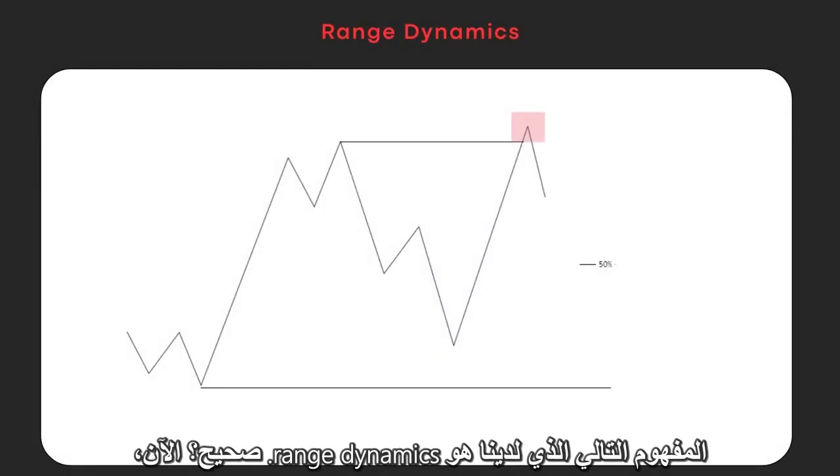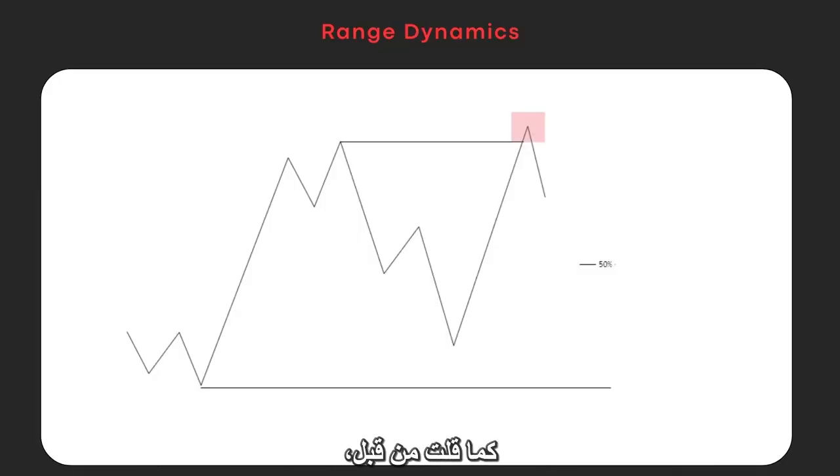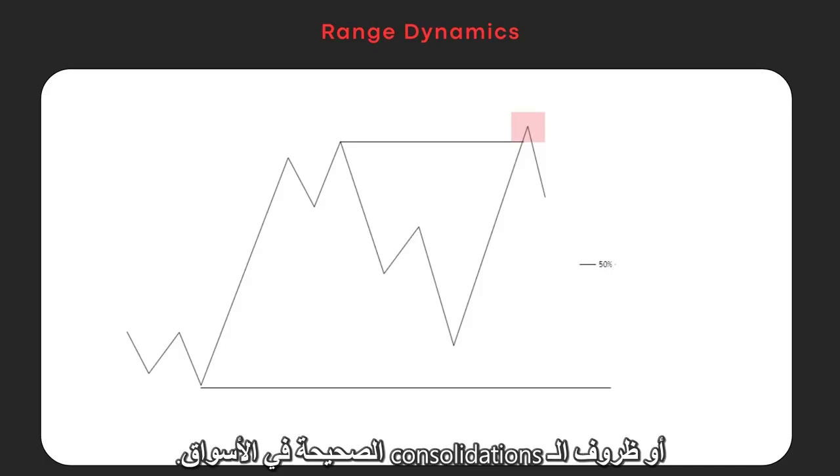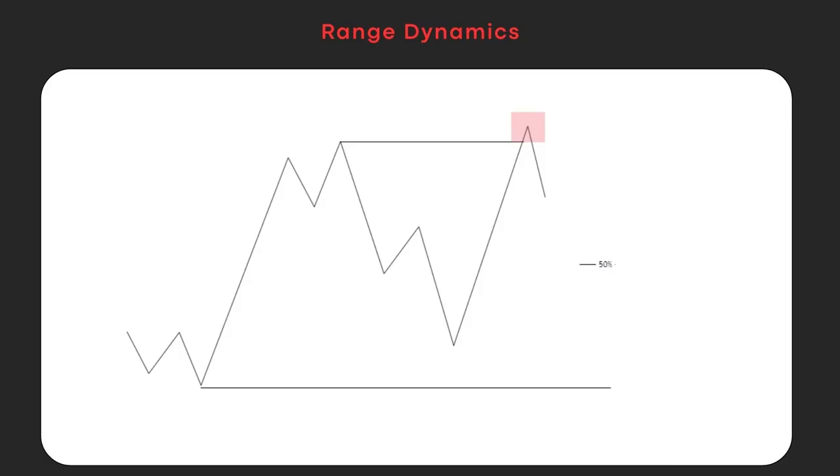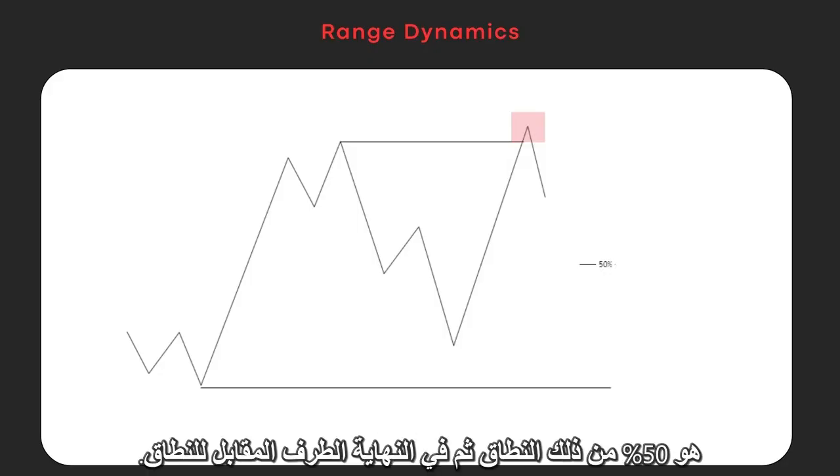Next concept we've got is range dynamics, right? Now, just like I said before, it doesn't have that much intricate or complicated details to it, right? It's pretty simple, but you just have to find the correct range bounded conditions or consolidations in the markets, and then mark out the range high and lows correctly and wait for either side to be purged at a key time and for price to test a higher time frame key level. And once that happens, your first target is going to be the 50% of that range, and then eventually the opposing end of the range.